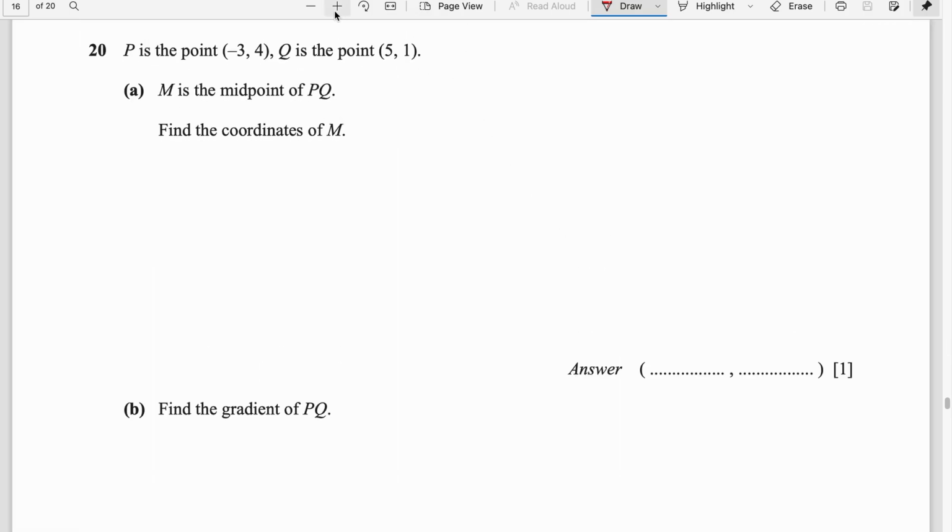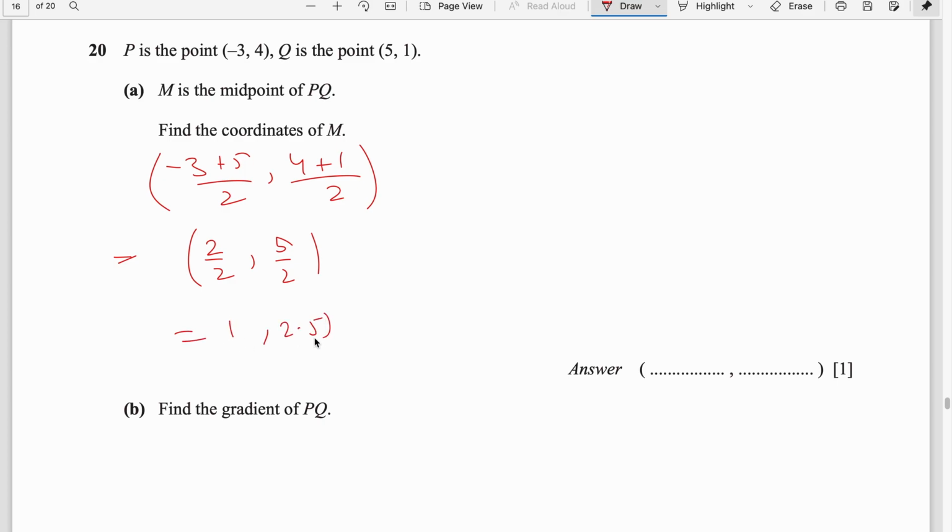Question number 20. P is the point -3,4, Q is the point 5,1. M is the midpoint of PQ. So (x1 plus x2) by 2, (y1 plus y2) by 2: 5 minus 3 is 2 by 2, 4 plus 1 is 5 by 2. So 1 comma 2.5.